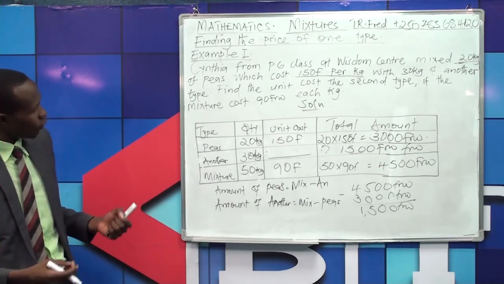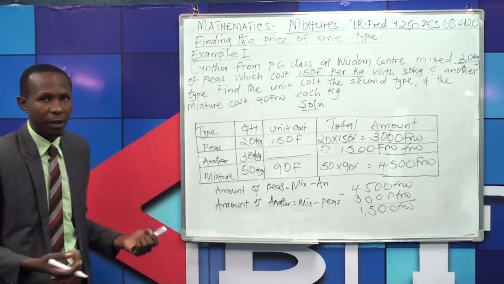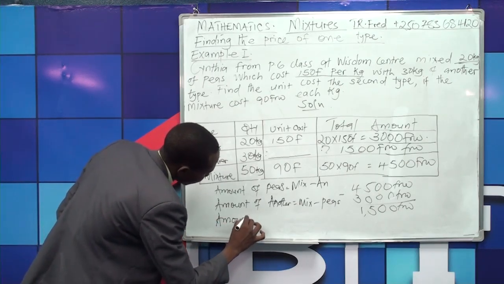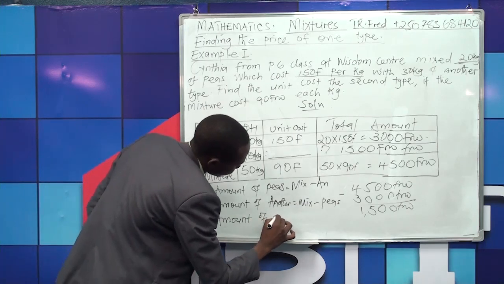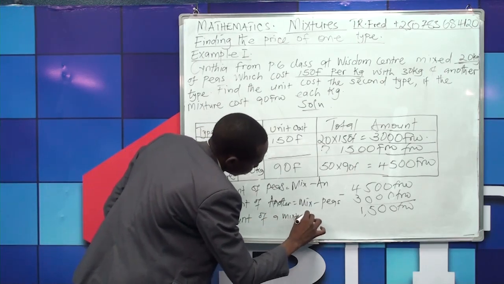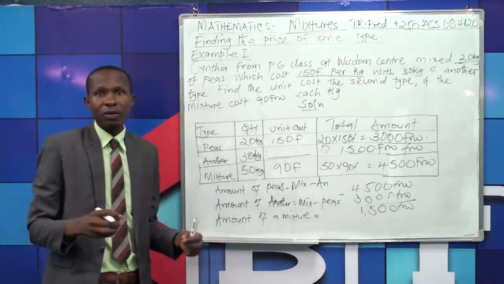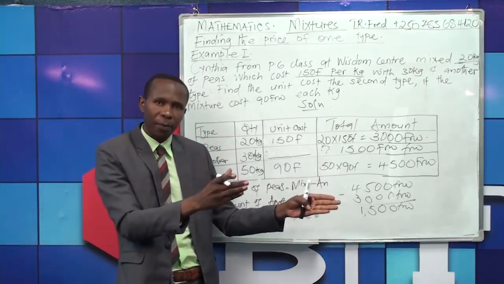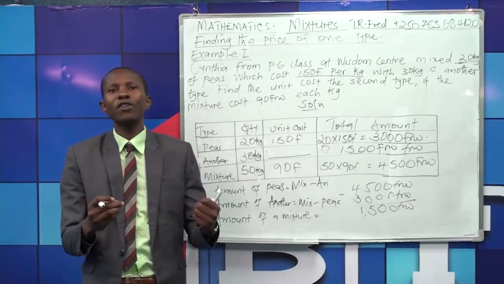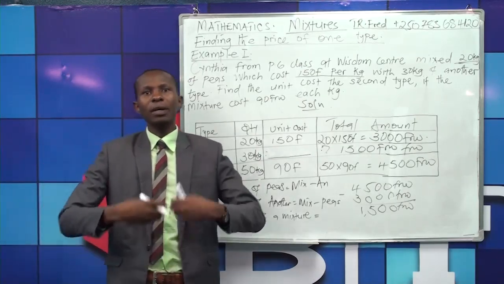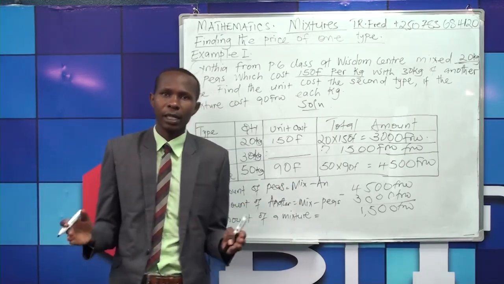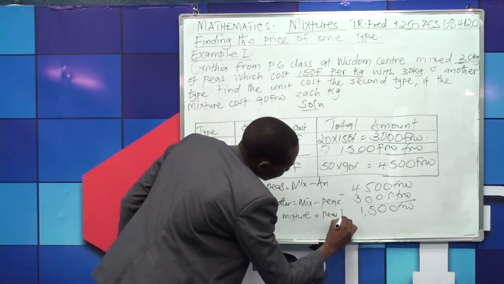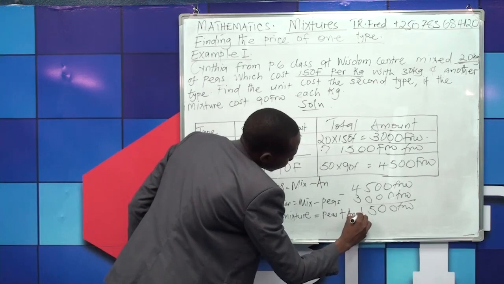But when they ask you to find the amount of a mixture, what happens? How do we find the amount of a mixture? It is very simple. What you do, get the amount spent on the first type plus the amount which was spent on the second type. The amount you will come out with will be the amount of a mixture. So I'll have amount spent on piece plus amount spent on the other type.